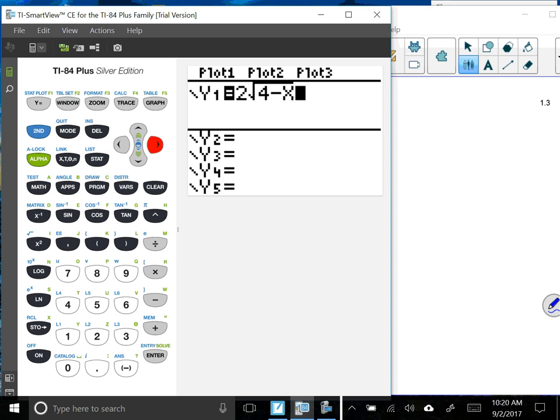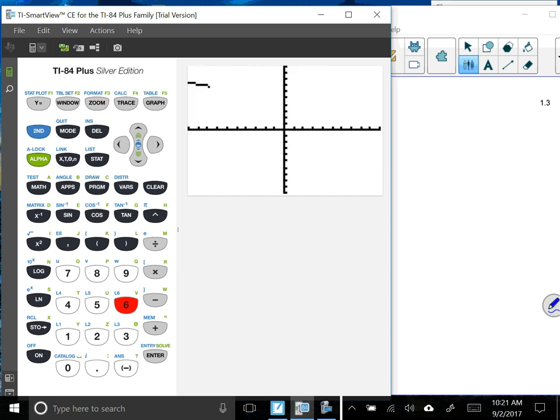Every time you start a graph, we want you to get in the habit of using Zoom 6. These particular graphs have been set up to show what we're looking for in the standard window, so you want to get in the habit of doing that. Okay, so there's your graph.